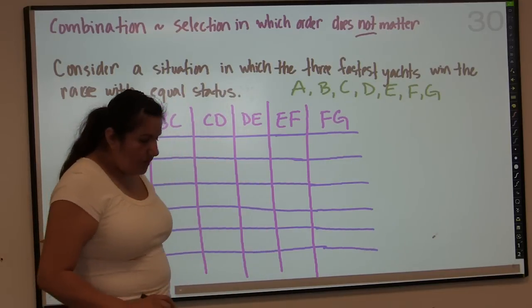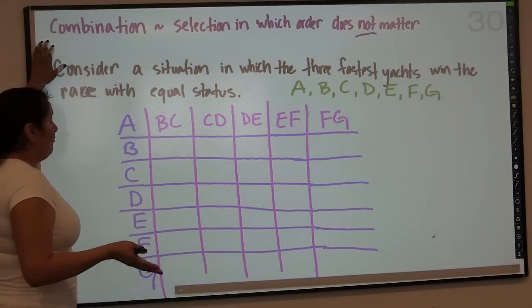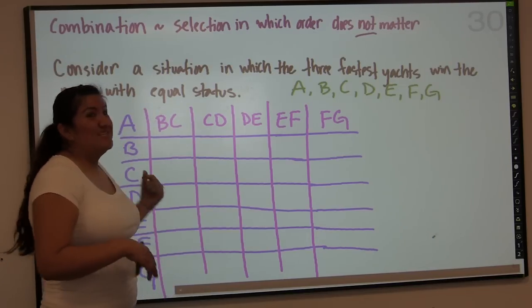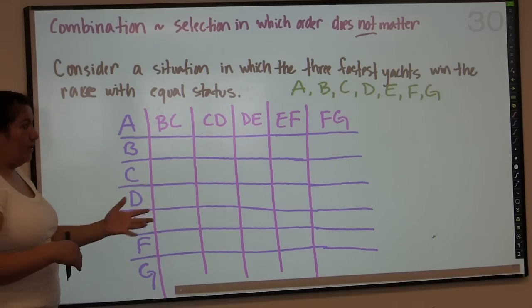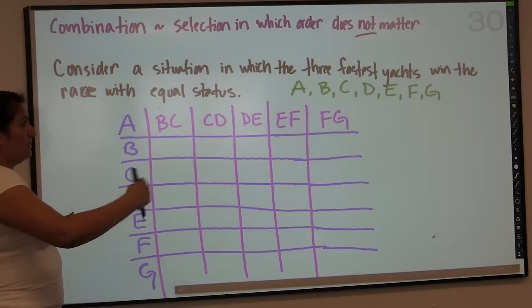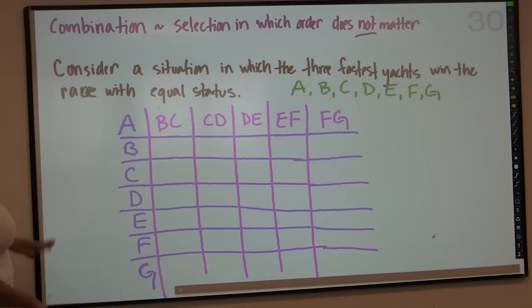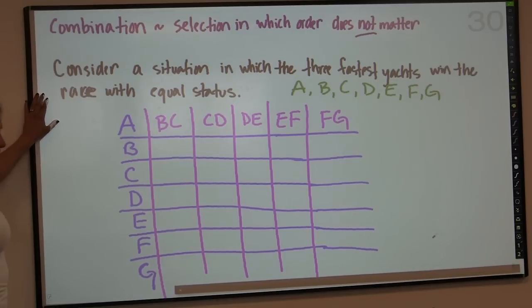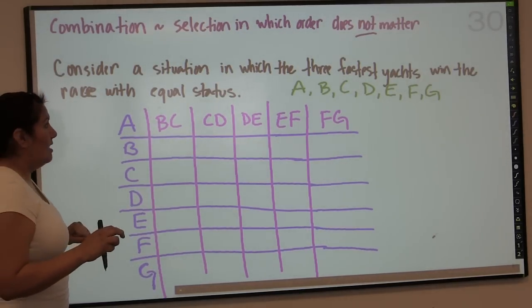But what we want to do here is talk about a combination, and how does a combination differ from a permutation. So in a combination, you have a selection in which the order does not matter. So earlier the order mattered, first, second, third. So each option was decreasing by 1 every single time. But now we're talking about what if it doesn't matter. So it says, consider a situation in which the 3 fastest yachts win the race with equal status. Equal status, it doesn't matter if all 3 of them are going to win first place, so it doesn't matter which order they come in.